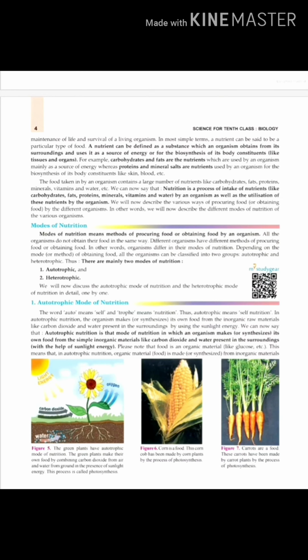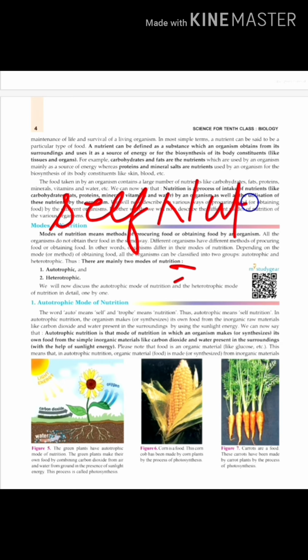So there are two modes of nutrition. First is autotrophic and second is heterotrophic. So first of all we will discuss the autotrophic mode of nutrition. So auto means self and trophic means nutrition.